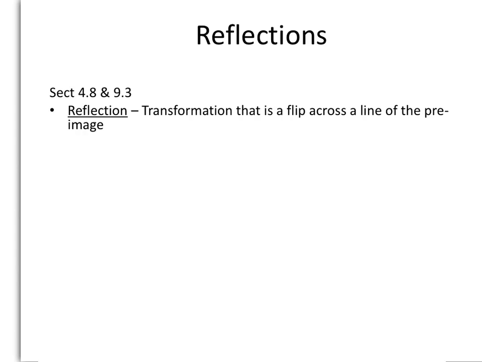Okay, welcome back. Yesterday we talked about what a transformation was, and we looked at the first type, which is a translation. Today we're going to look at the second type, which is a reflection, coming from section 4.8 and 9.3 in your book. Reflections are transformations, that is a flip across the line of the pre-image.